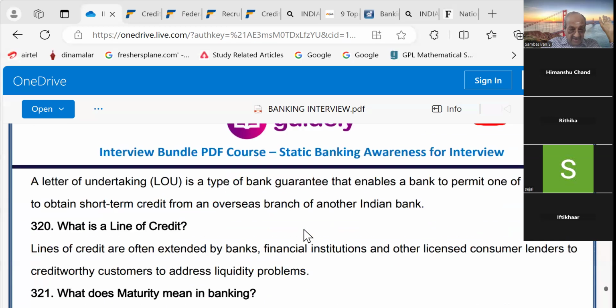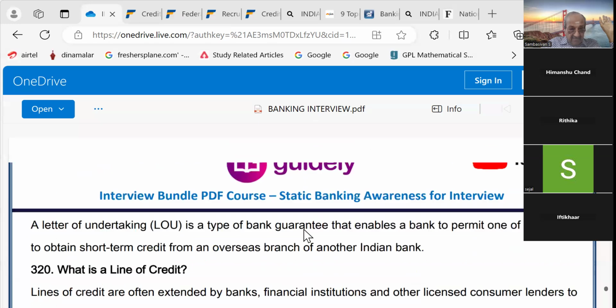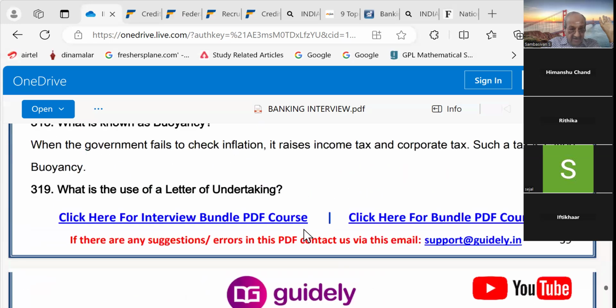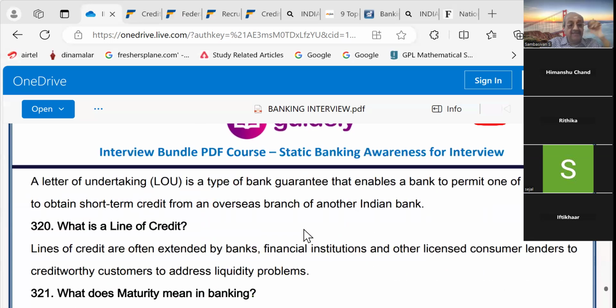Moving over to letter of undertaking. We will start from letter of undertaking. 319. Please read letter of undertaking. What is the use of letter of undertaking? A letter of undertaking (LOU) is a type of bank guarantee that enables a bank to permit one of its clients to obtain short-term credit from an overseas bank of another Indian bank.